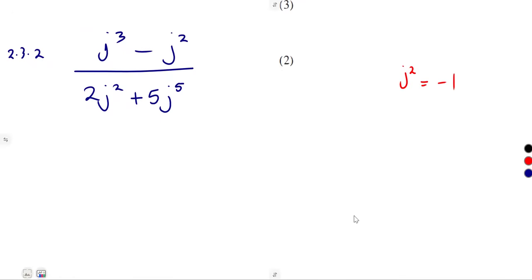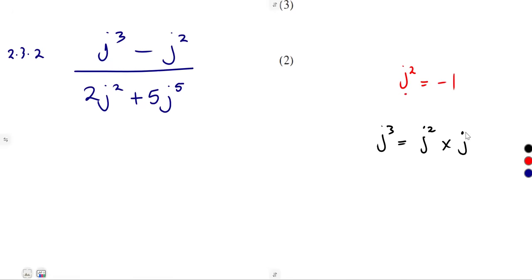So you try to make each and every j part be written in terms of j squared. So there is j to the exponent of 3. How can we rewrite it? It is the same as j squared times j. Remember, this is to the exponent of 1.